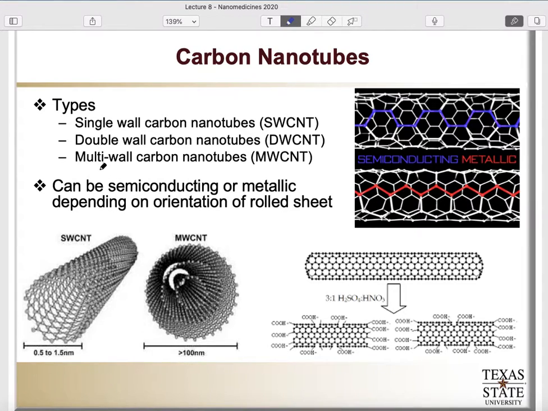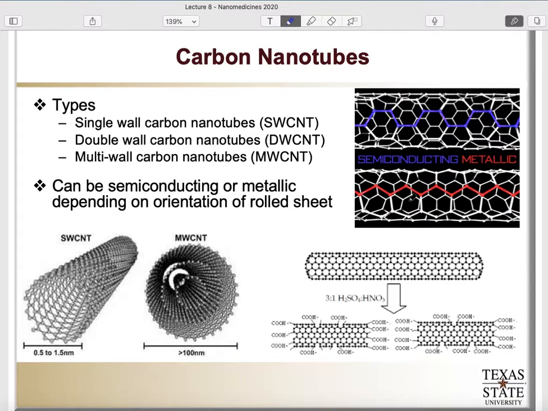And then we could also have a double-wall carbon nanotube, versus a multi-wall carbon nanotube, which is what's shown here. These nanotubes can be semiconducting or metallic depending on the orientation of the sheet. I'll go ahead and say that there are three different types of how these materials can fold. There's the armchair configuration, which can lead to a metallic kind of property in terms of the conductance. There's a zigzag configuration, which is semiconductor, and then there's a chiral configuration.